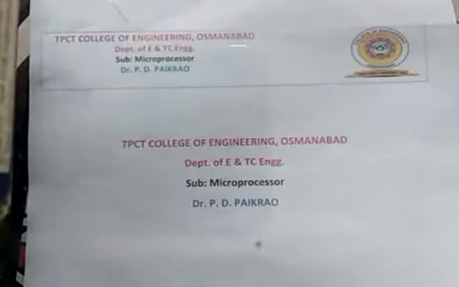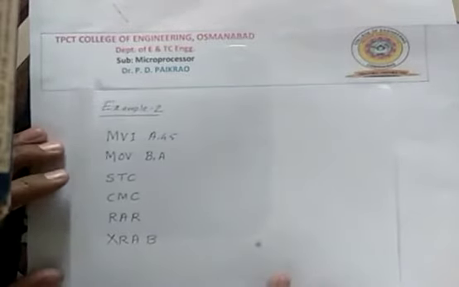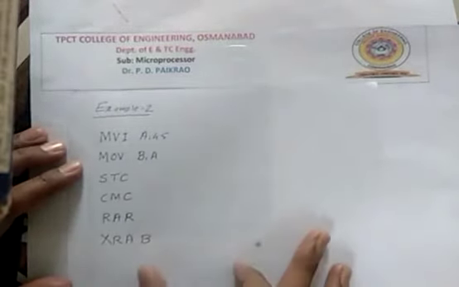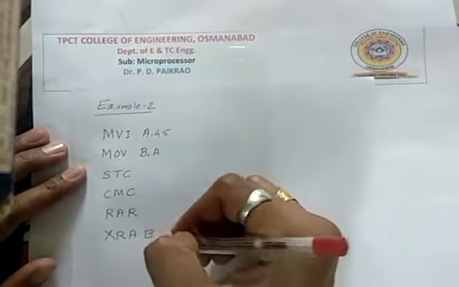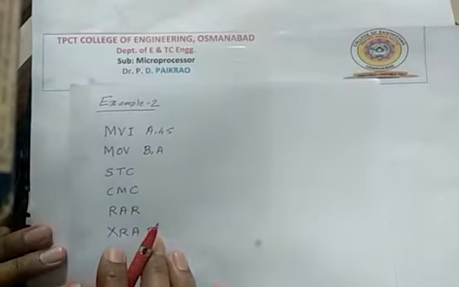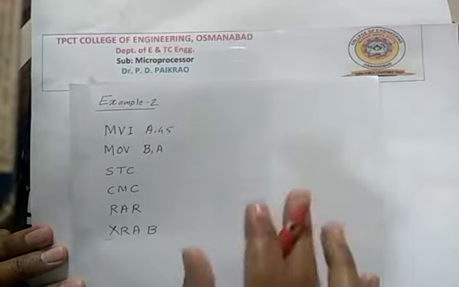Hello students, in the last lecture we have seen the arithmetic programs related to microprocessor 8085. Today we will see another example, example number 2. In this example we have a total of 6 instructions, and after the execution of the last, 6th instruction, we have to give the content of the accumulator.